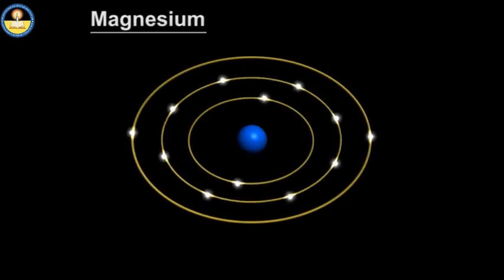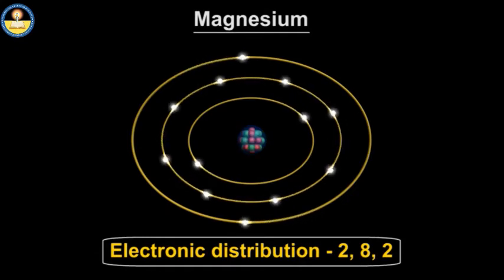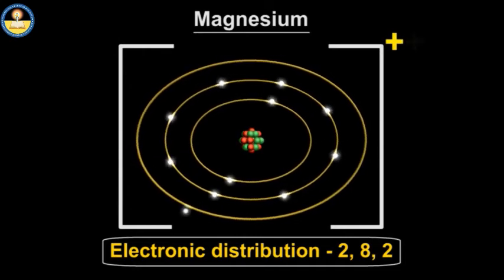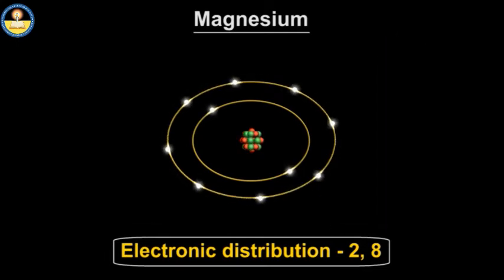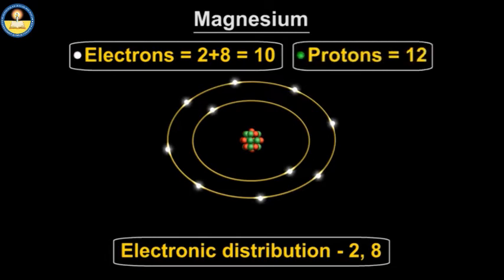For example, the electronic distribution in magnesium is 2, 8 and 2. It loses 2 electrons to form a 2 positive ion with electronic distribution 2 and 8. Since in an ion, the number of electrons, 2 plus 8, is 2 less than the number of protons, that is 12, it has 2 units positive charge.